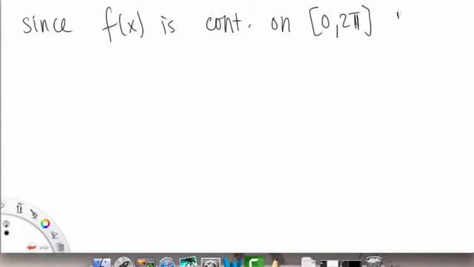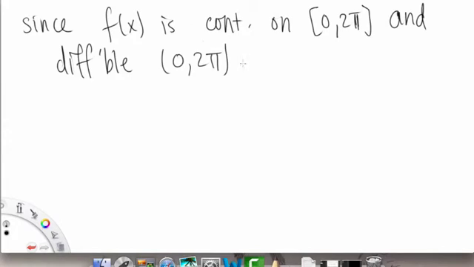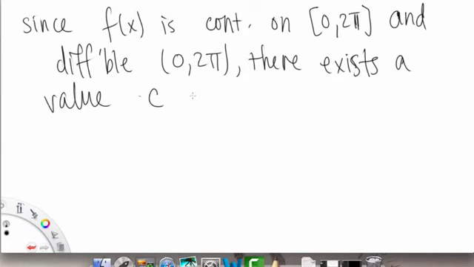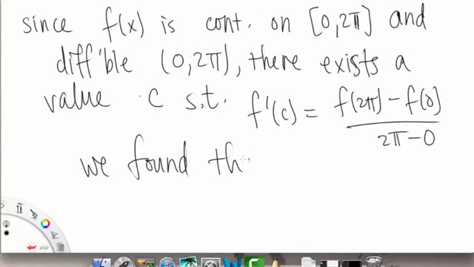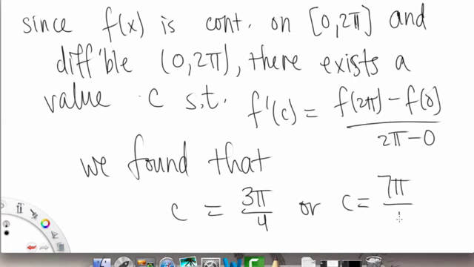So we're going to say that since our given f of x is continuous on the closed interval 0 to 2 pi, and differentiable on the open interval with the same endpoints, 0 to 2 pi, there exists a value c, I'm kind of just stating the mean value theorem, such that f prime of c is equal to f of 2 pi minus f of 0 over 2 pi minus 0, and we found that c could be equal to 3 pi over 4 or c equals 7 pi over 4. Either one would satisfy that.